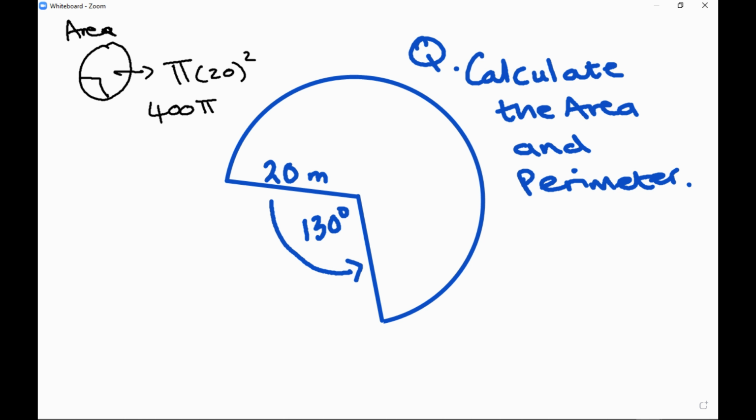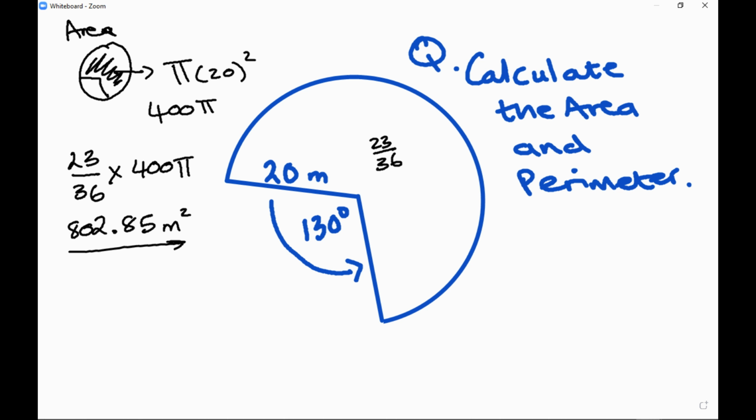In order to find that fraction over there, I needed to take 130 and subtract it from 360 to get 230, and 230 over 360 is 23 over 36. So I needed that fraction, 23 out of 36. And I took that fraction and multiplied it by the area of the whole circle to get a fraction of the circle, which is 802.85. Now remember, 400 pi is a big number. Didn't really write it here, but 400 pi is like 1,000 something. So a fraction 802 sounds right.